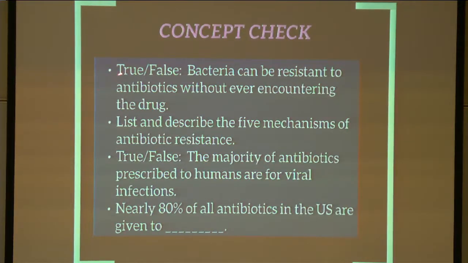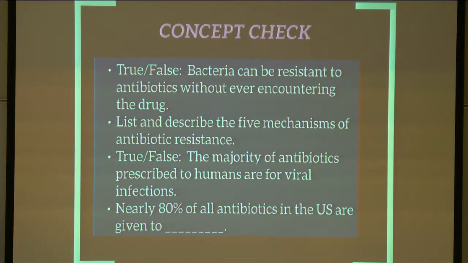Okay, so we've got a concept check. True or false? Bacteria can be resistant to antibiotics without ever encountering the drug. Yeah, absolutely. Some bacteria just have that. You should be able to list and describe the 5 mechanisms of resistance. What's an example of one? Enzymes, having an enzyme like penicillinase. Maybe there's a drug pump that pumps it out. They change their receptor or their binding site. They can take a different pathway.